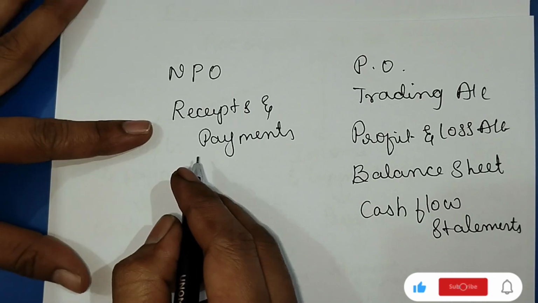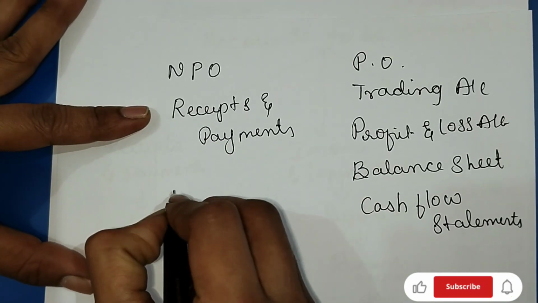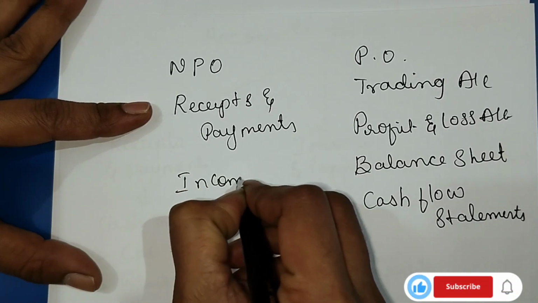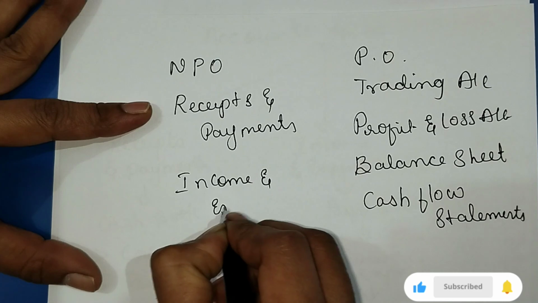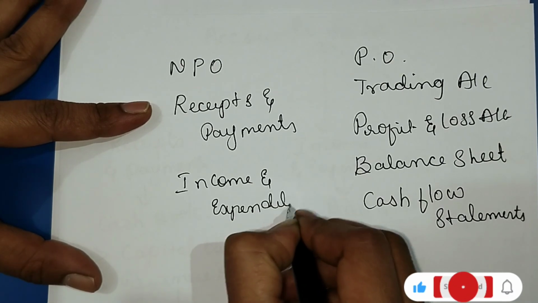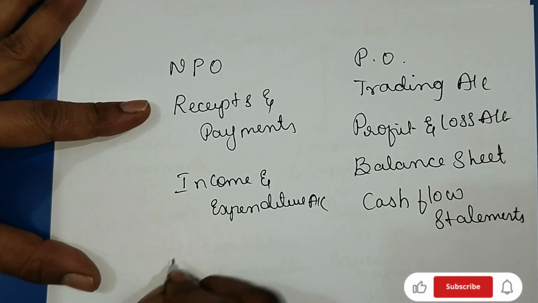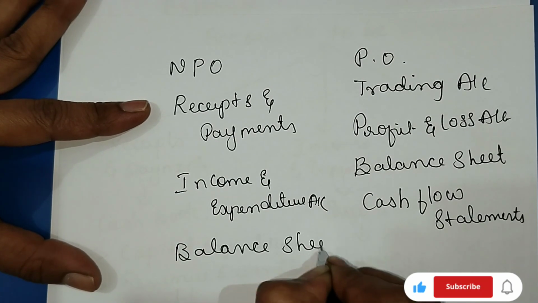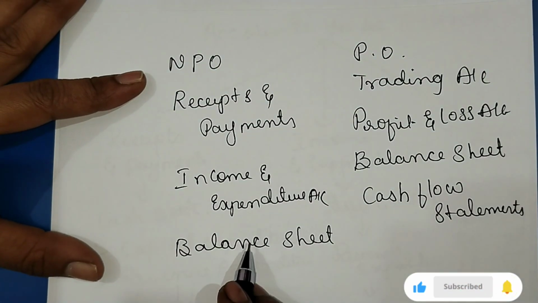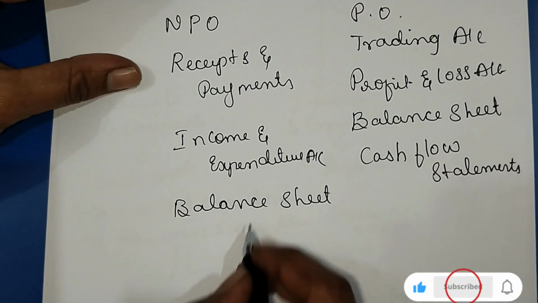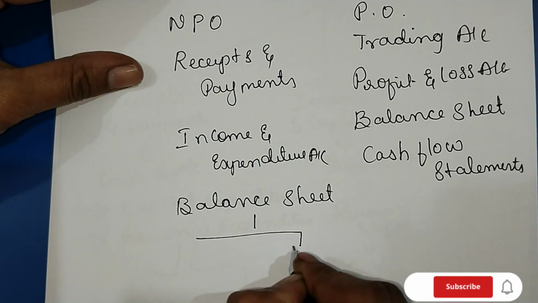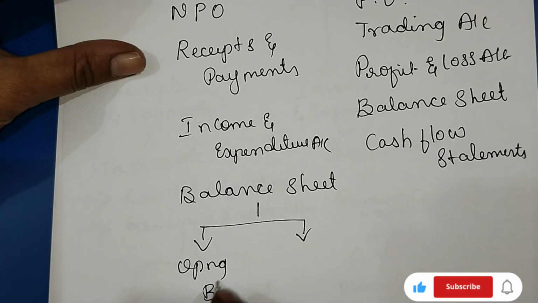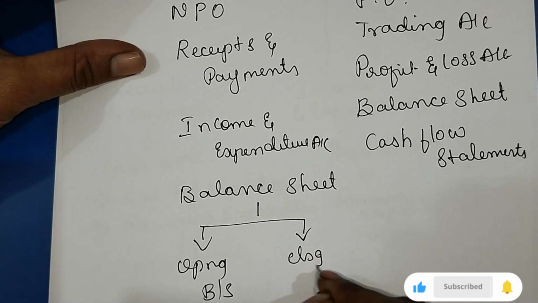Under non-profit organizations, it starts with receipts and payment account. Then we will prepare income and expenditure account. Then balance sheets. See, here we are not preparing only one balance sheet for the year end. We are preparing two balance sheets. That is opening balance sheet and the closing balance sheet.